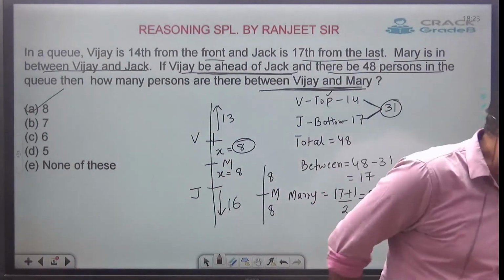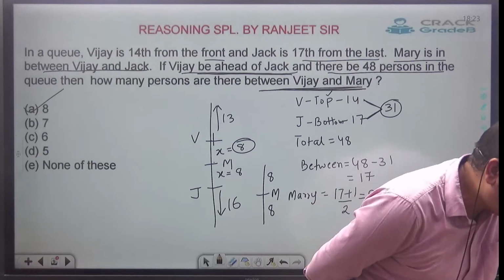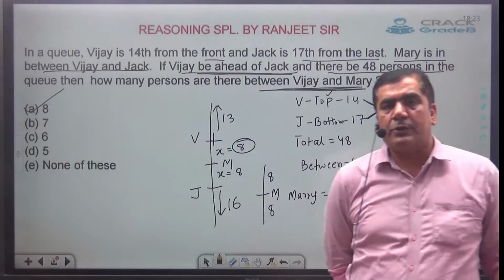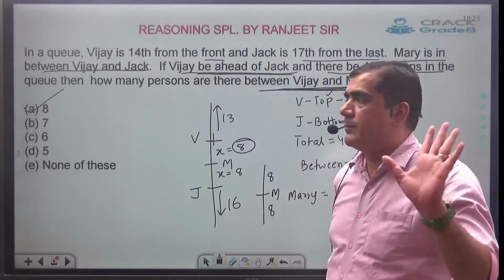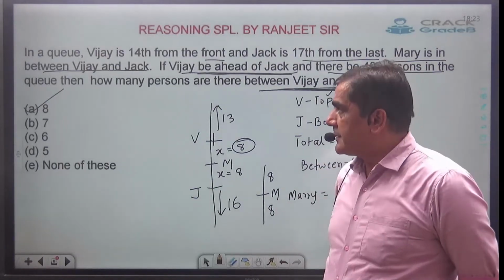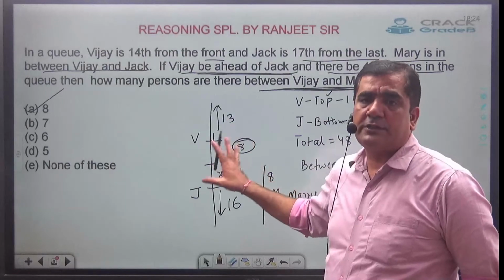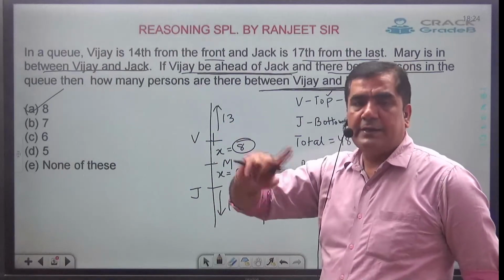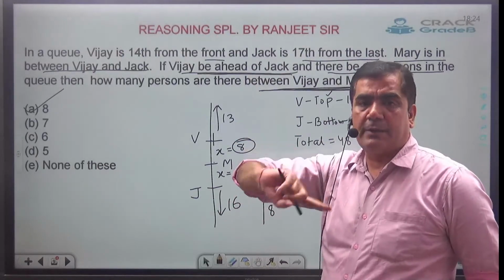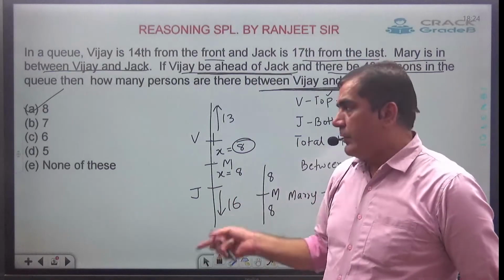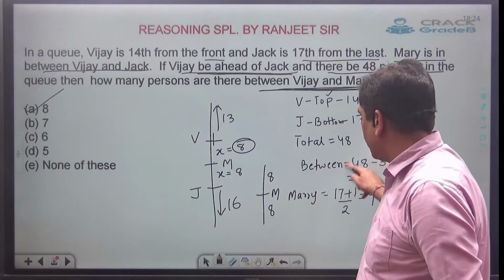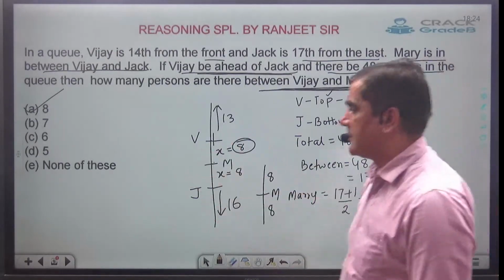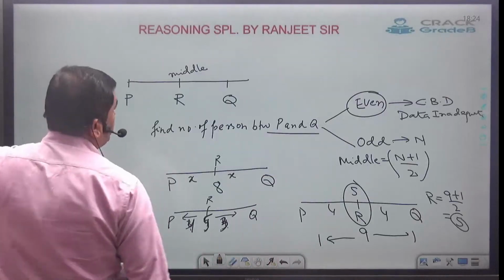Clear? Any problem? I think this concept is clear to each one of you. This is the only way to tackle these sorts of questions in the exam. See who is sitting between these two, and thereafter find how many persons should be there between these two persons. Once you get the total number of persons between, find the position of Mary and just put it over there, get the answer. Okay, go for the next one.